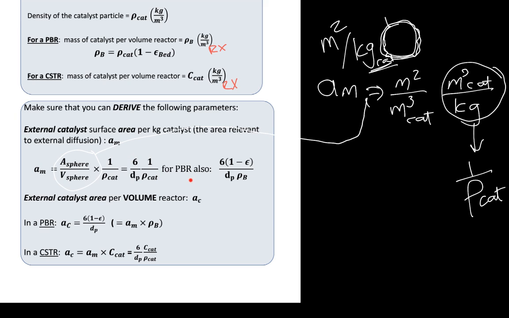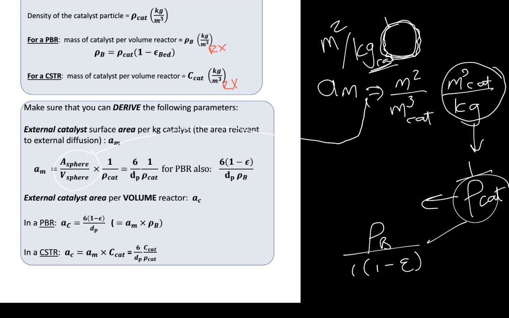For a packed bed reactor, I can replace this catalyst density by the bed properties by realizing that the catalyst density is simply equal to the bed density divided by 1 minus the porosity in my reactor.